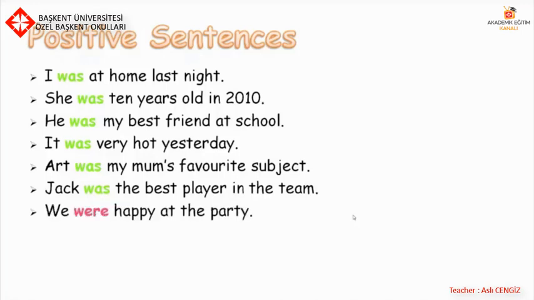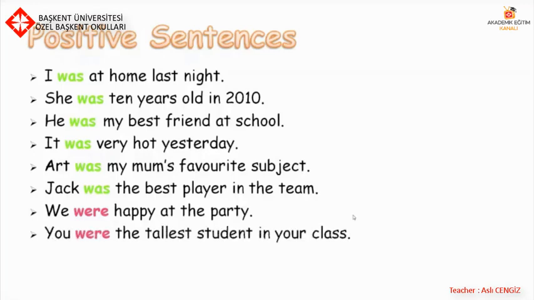We were happy at the party. You were the tallest student in your class. The children were in the garden. As we said before, we use was with I, he, she, it, or any other singular noun, and we use were with we, you, they, and any other plural noun.